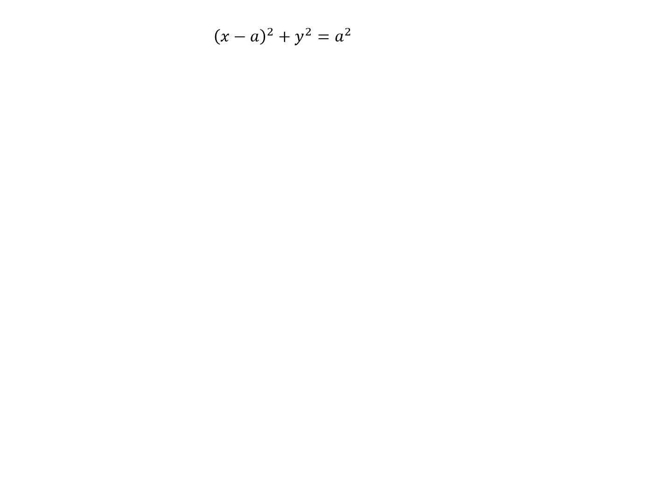Next, how many arbitrary constants do you see? You only see one, a and a here. Actually, this is a family of circles with center at a, 0, and radius a.